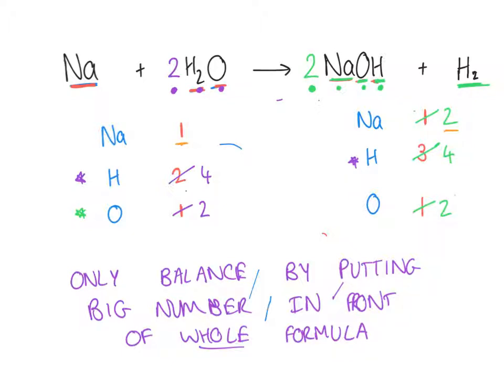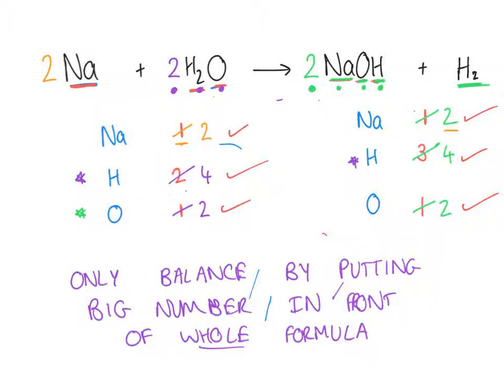So how am I going to fix that problem? Well, this is an easy fix at the end. All I need to do is put a 2 in front of the sodium, update my list. I can see I now have 2 sodiums and my equation is balanced because my sodiums match, my hydrogens match and my oxygens match, and you need to check that at the end of balancing your equations.